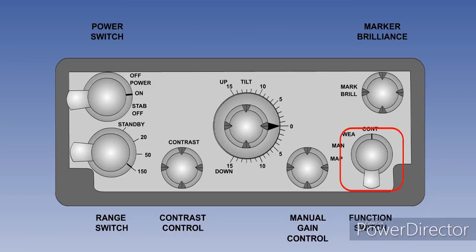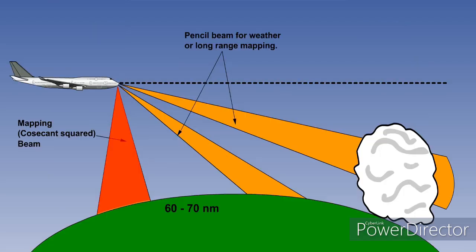The function switch has 4 positions: map, manual, weather, and contour. In the map position, the radar produces a mapping beam. In order to obtain an even presentation of surface features, the transmitter power in older equipment is progressively reduced as distance decreases. This reduction in power is a function of the cosecant of the depression angle, hence the name cosecant squared beam.